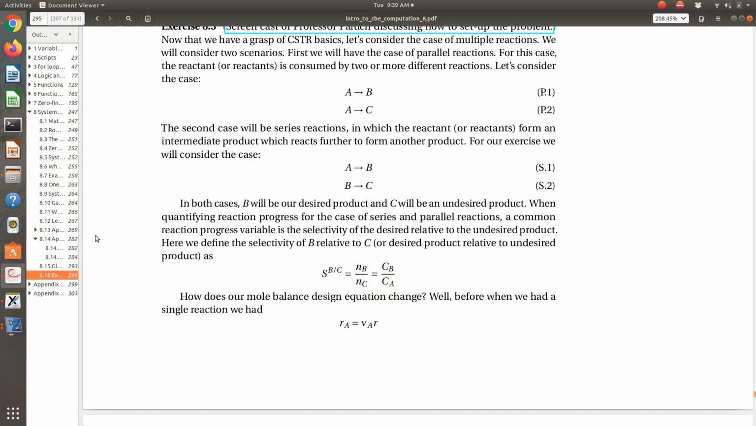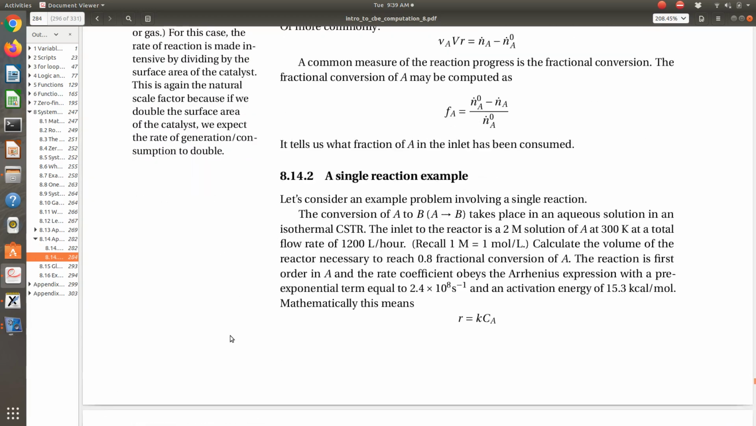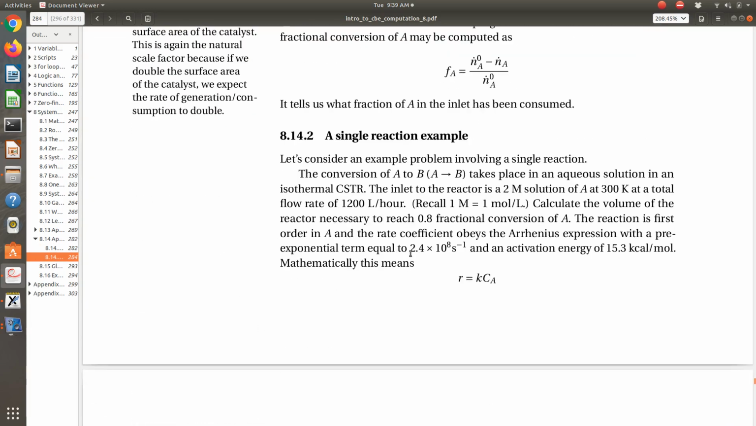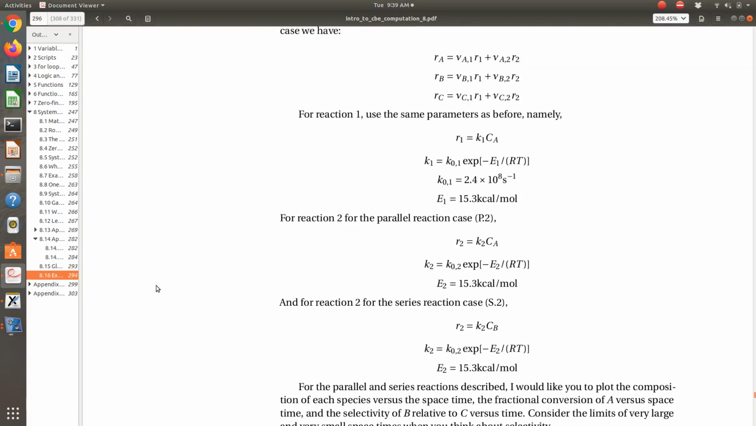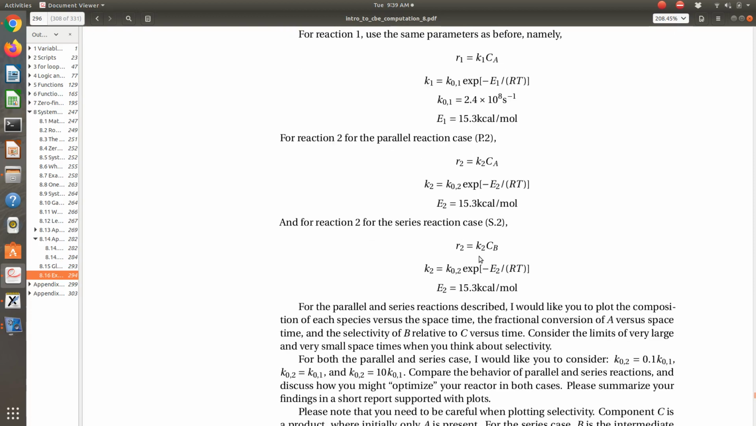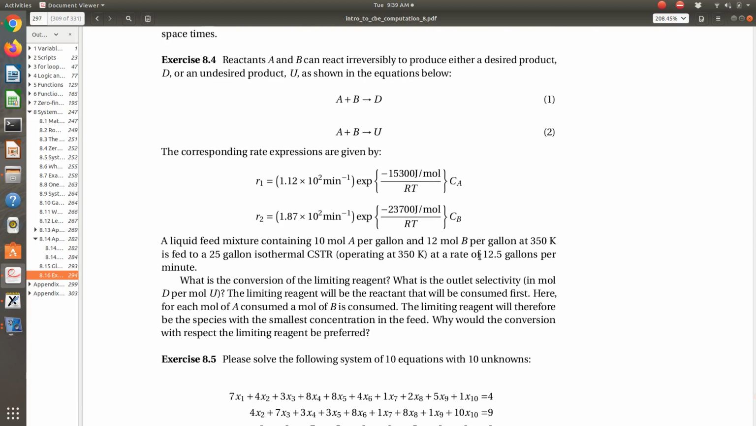Okay, and just for completeness, if I go back to the example in 8.3, my pre-exponential term is this 2.4 times 10 to the 8 seconds inverse. And here's my activation energy, 15.3 kcal per mole. So that's where those values are. Okay, so that's 8.3. I report those here as well. And then 8.4 is essentially one and the same too. It's just the reaction changing. Now I have A plus B goes to D, the desired product, A plus B goes to U, the undesired product, and we have our rate expressions here.